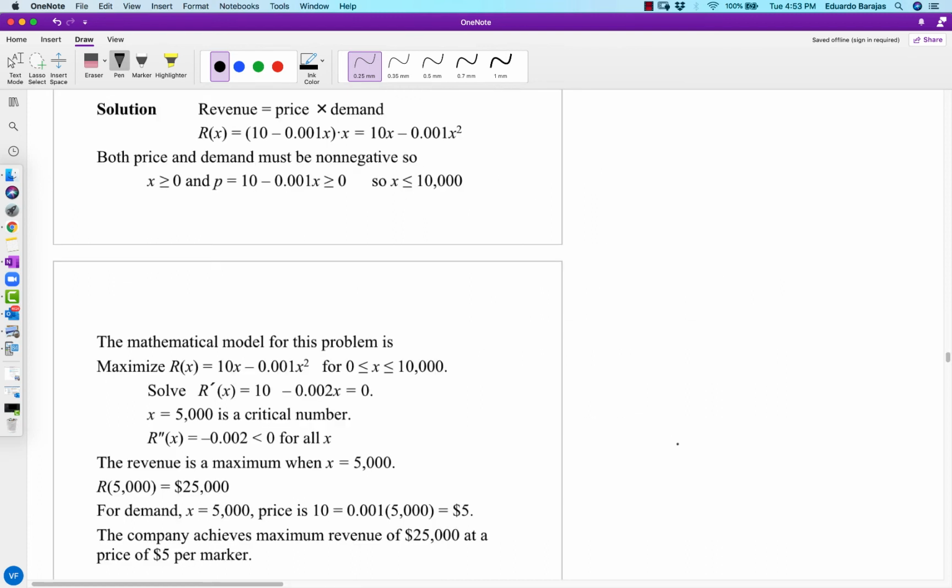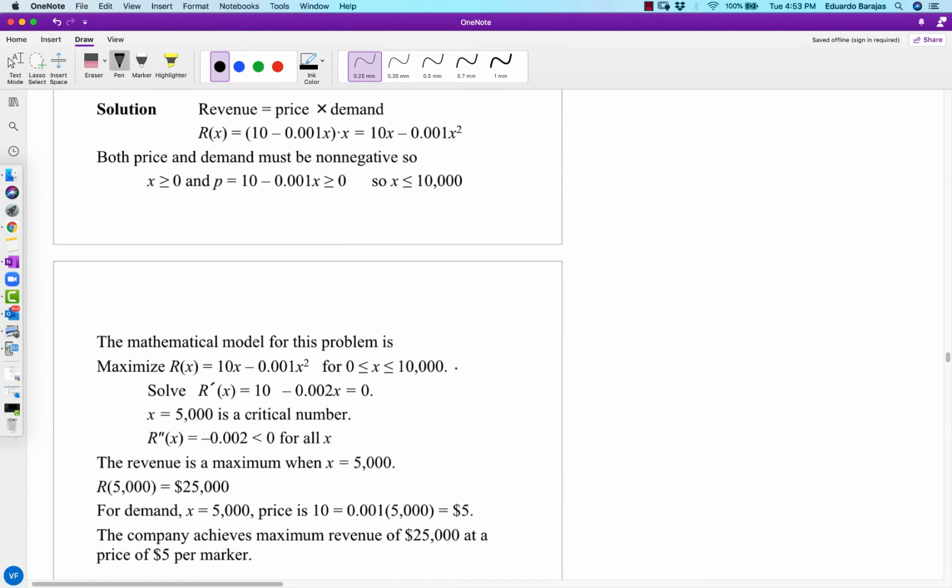Okay, here's another solution for the exact same thing. The revenue equals the price times demand. We can distribute that x to get to this. Both the price and the demand must be greater than 0, so that allows us to find a constraint for x. So here's our mathematical model we found. R of x must be equal to 10x minus 0.001x squared, for x being greater than 0, less than 10,000.